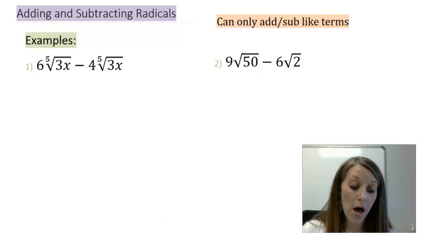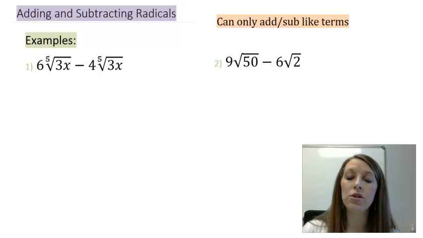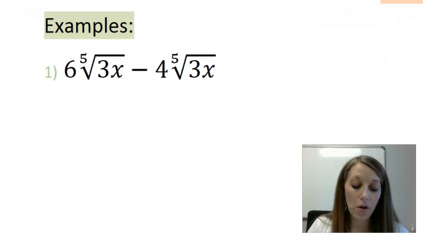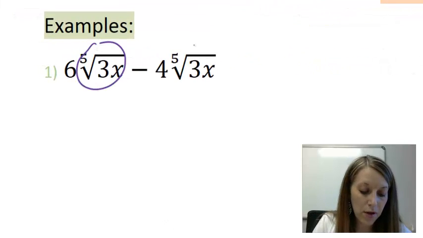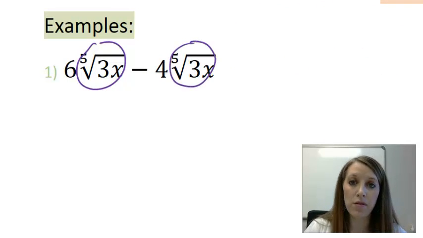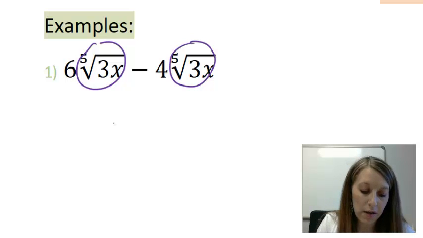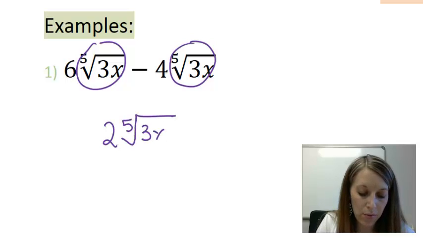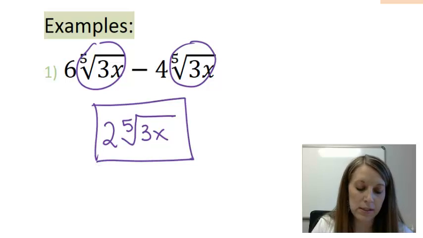So example 1 is very easy because it's already set up into like term fashion. Notice I have the fifth root of 3x in both of my terms. Those match exactly. So all I need to do is subtract my numbers in front. So 6 minus 4 gives me 2, and then I combine the like term of the fifth root of 3x. So that one is just a one-step process.